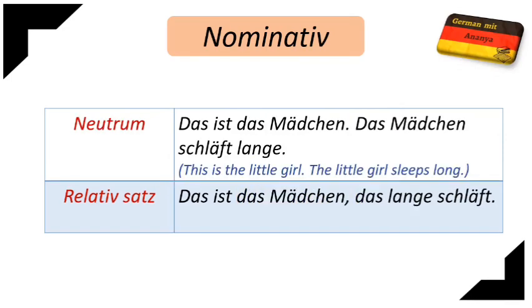Neutrum. Das Mädchen schläft lange. This is the little girl. The little girl sleeps long. So what is common? Das Mädchen. Das Mädchen is common in both the sentences. And this is neutral, and again, this is nominative. So my answer will be: Das ist das Mädchen, das lange schläft. Clear, guys?